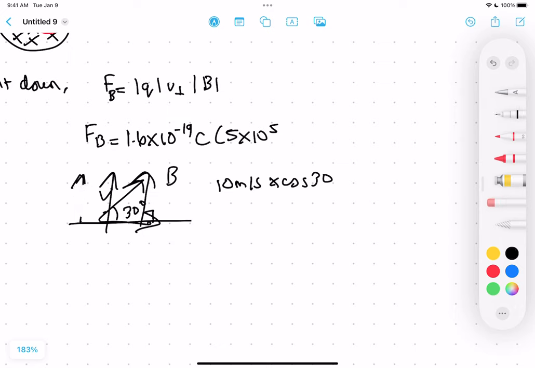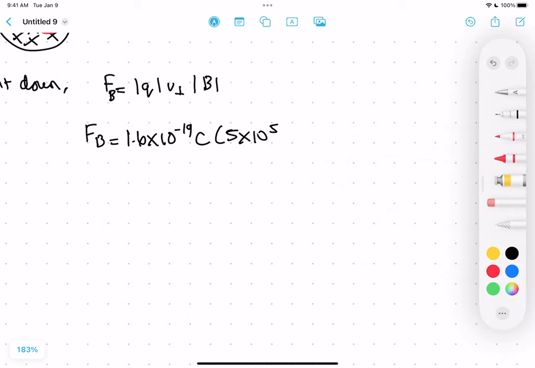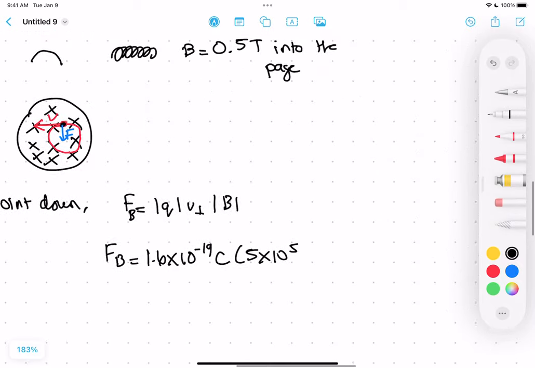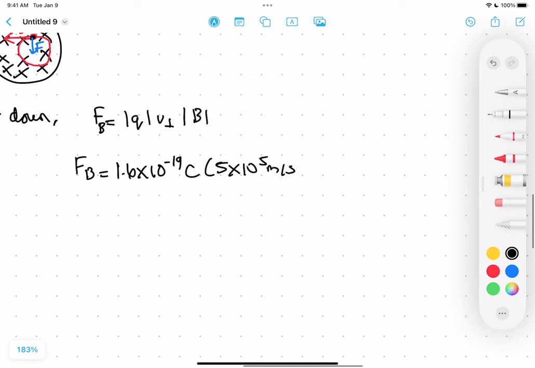to the magnetic field. So let me go ahead and erase that here for a sec and continue with the problem. So yeah, so we have 5 times 10 to the fifth meters per second, right? And then we have our magnetic field, which is 0.5 Teslas. And then that should give us, and I'm just going based off the key here, that should be like 4 times 10 to the negative 14 Newtons.